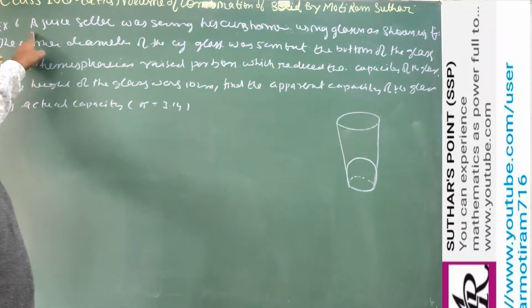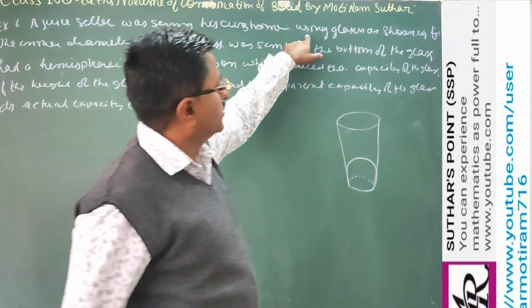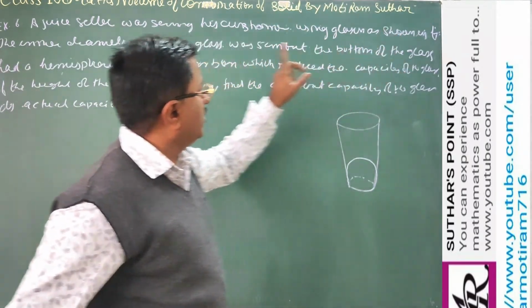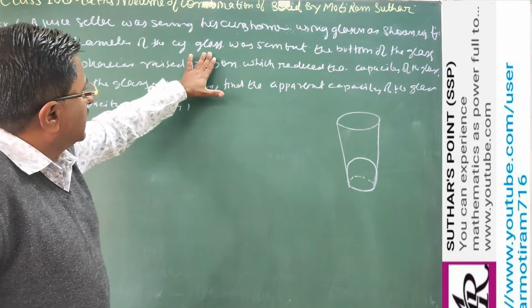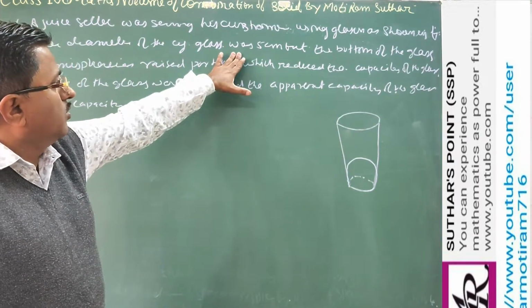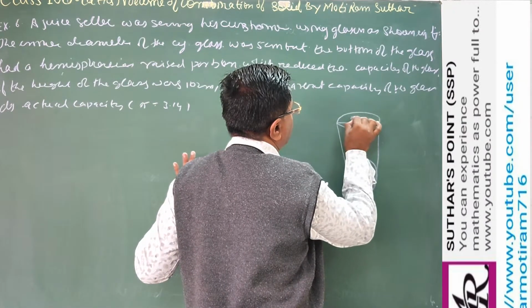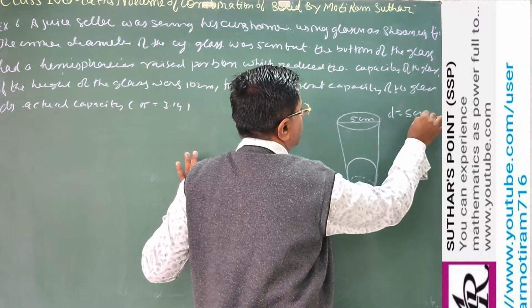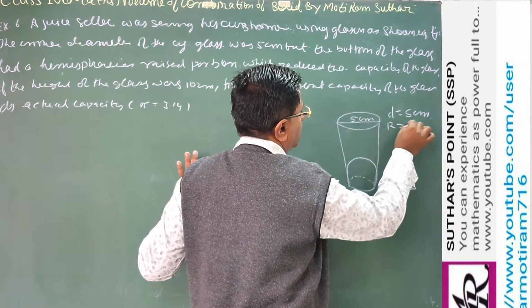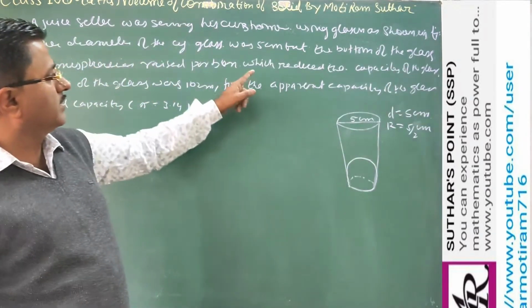Question says, a juice seller was serving his customers using glasses as shown in the figure. The inner diameter of the cylindrical glass was 5 cm. So this diameter is given as 5 cm, so D equals 5 cm. Then its radius will be 5/2 cm.